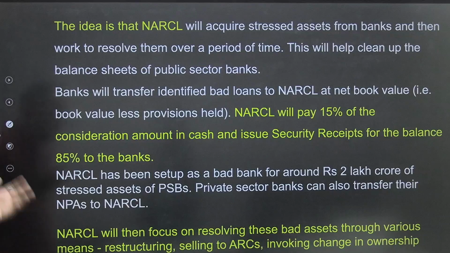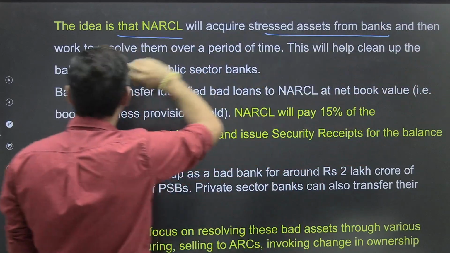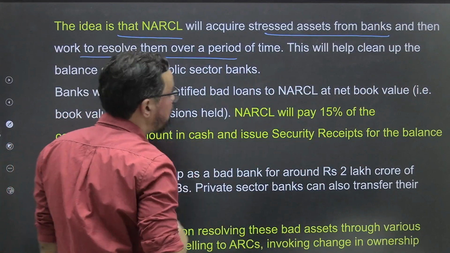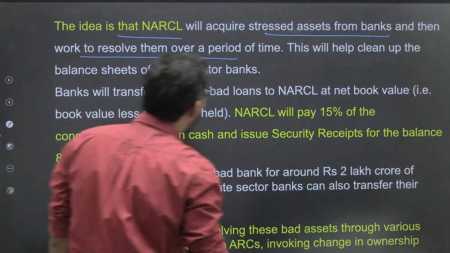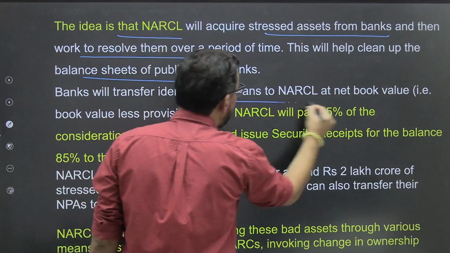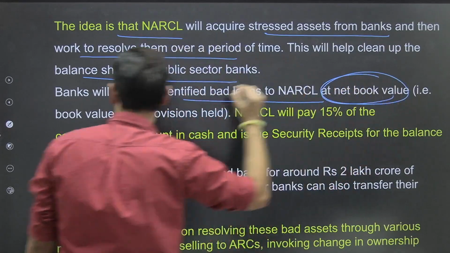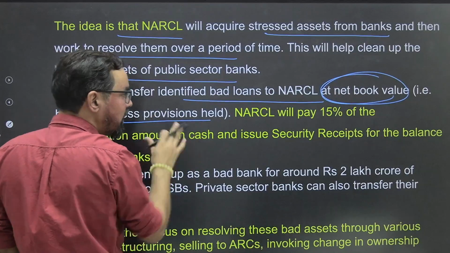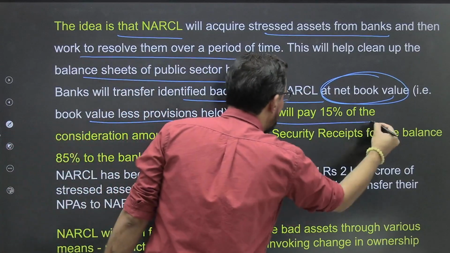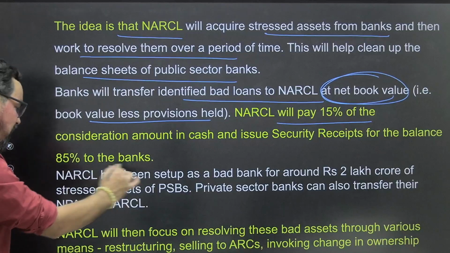All right, next one. A few things about the NARCL. The idea is that NARCL will acquire stressed assets from a bank and then work to resolve them over a period of time. This will help clean up the balance sheets of public sector banks. Banks will transfer identified bad loans to NARCL at net book value less provisions held. NARCL will pay 15% of the consideration amount in cash and issue a security receipt for the balance 85%.